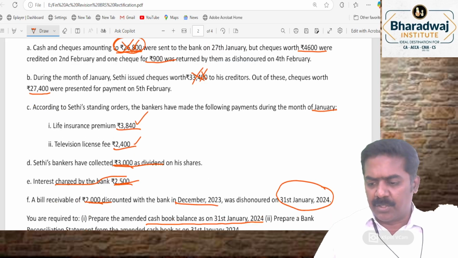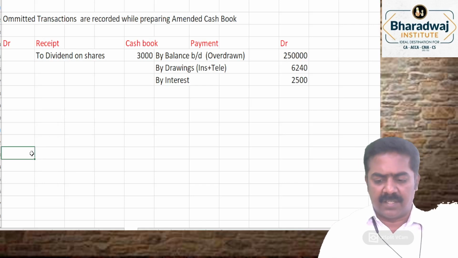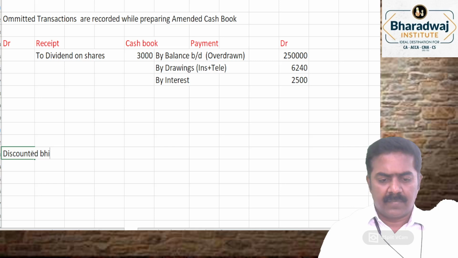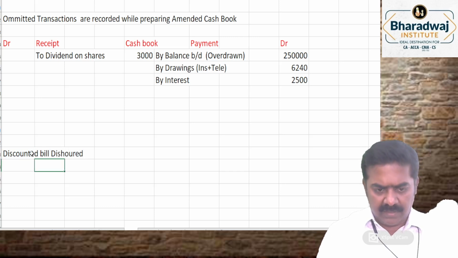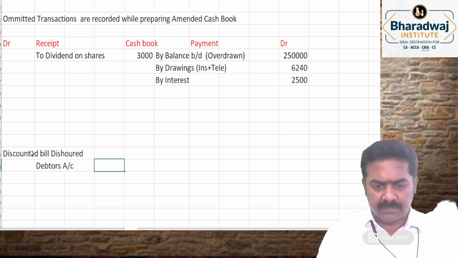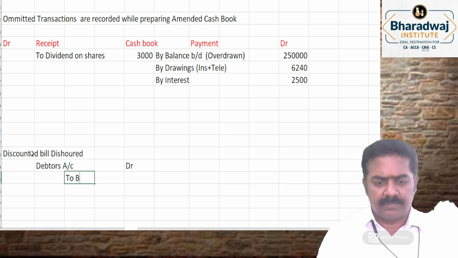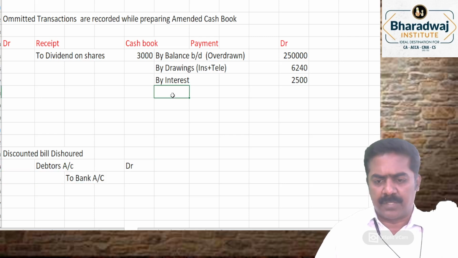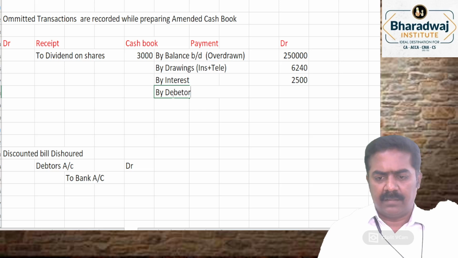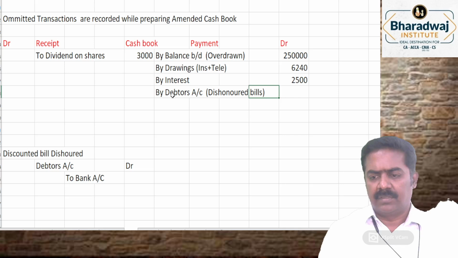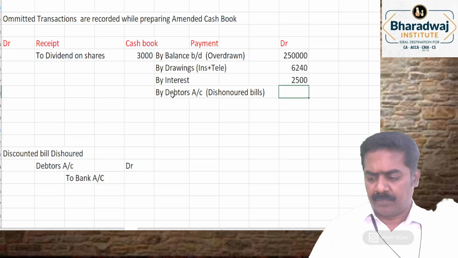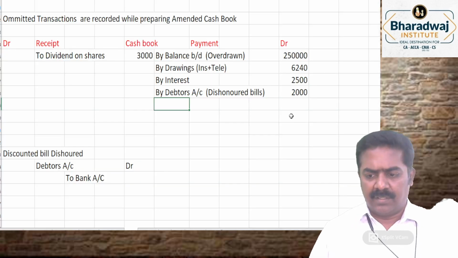Then bills receivable, discounted bill, dishonored. Do you remember what is the journal entry? Discounted bill, dishonored. What is the journal entry? Debtors account debit, to bank account. Clear how this will be posted? By debtors account. Otherwise, bank will deduct from your account. Outflow. How much? 2,000. Tally this.